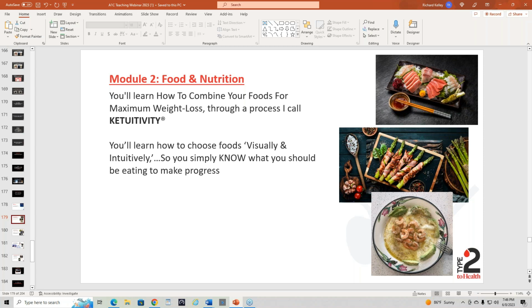You're going to learn how to combine foods for maximum weight loss through a process that I call Key To Activity. And you're going to learn how to choose foods visually and intuitively so that you simply know what you need to be eating to make progress. Also, this is something that I talked about before, seeing if your doctor would prescribe a continuous glucose monitor. Between something like that, a continuous glucose monitor, and using this visual component of Key To Activity, this is something that can really help you take control of your glucose management.